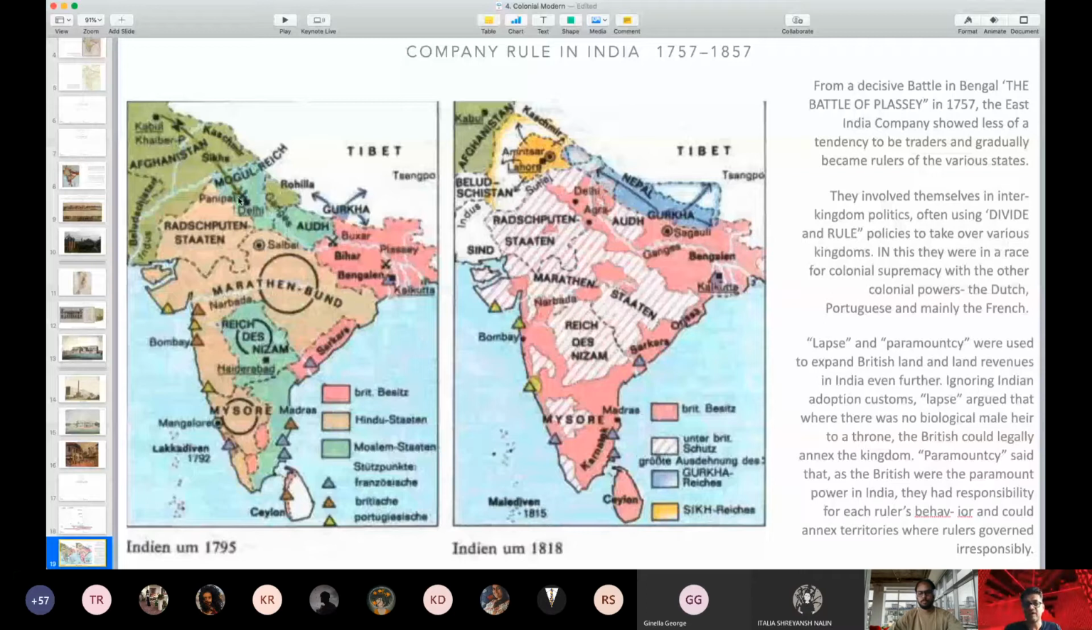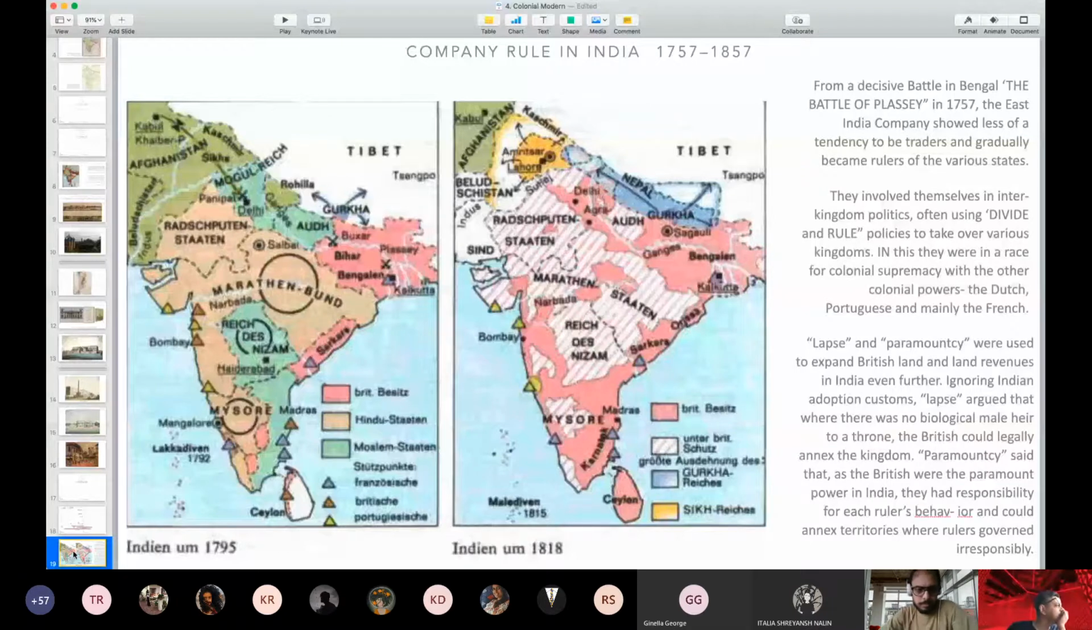You have a map of India where the pink is completely under British rule, including Bombay and Calcutta. All you're seeing in pink hatch is making a deal with the British. So they really expanded their power across that period until they virtually controlled the whole country.